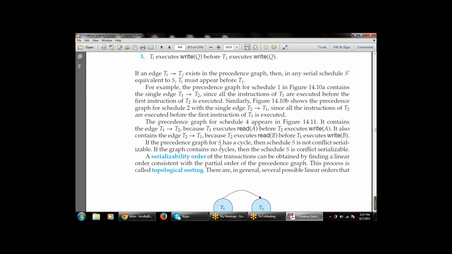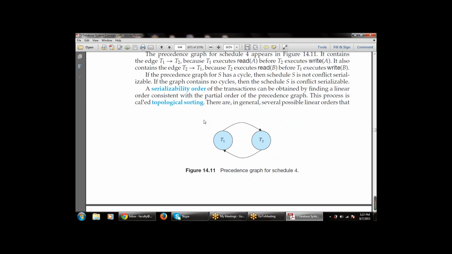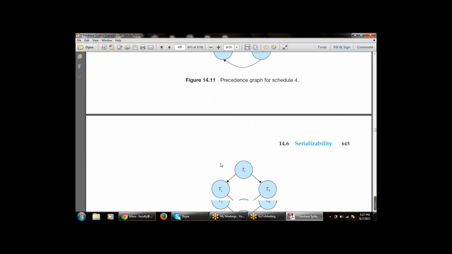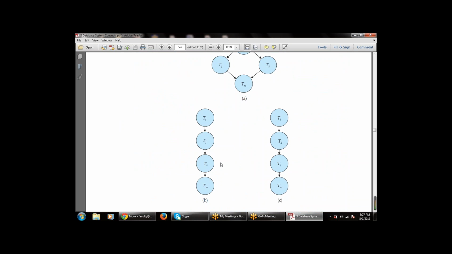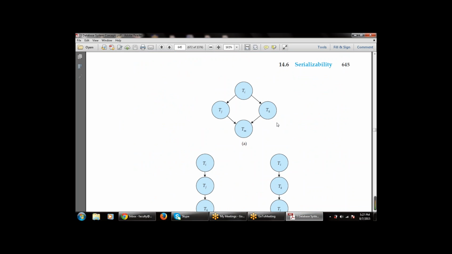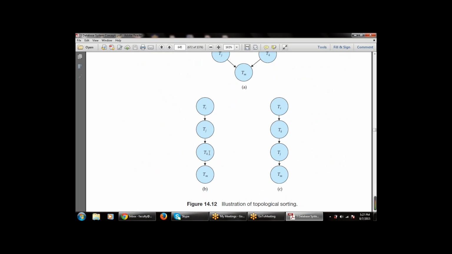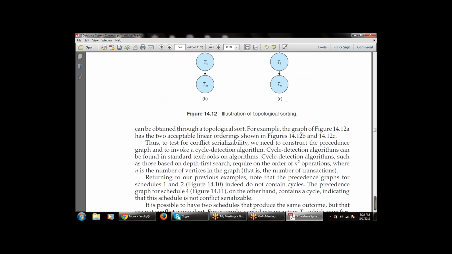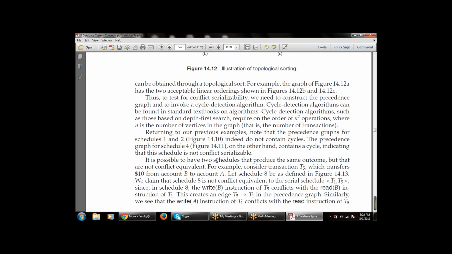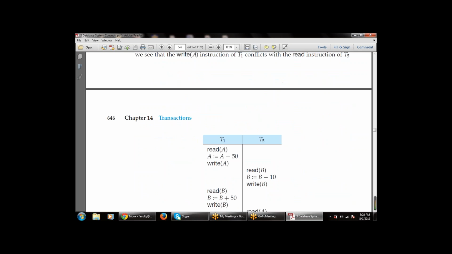This is the graphical representation of the serializable order, that is, how to represent it as a graph in serial order. This is a topological sorting: Ti, Tj, Tk, Tm, available in sorted order. Returning to the previous example, note that the precedence graph for schedules 1 and 2 does not contain a cycle.